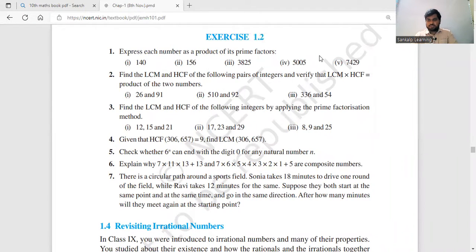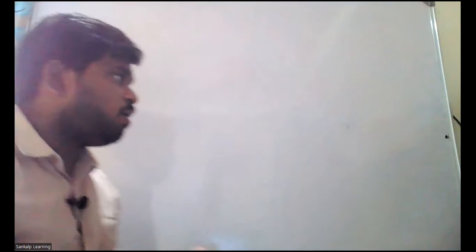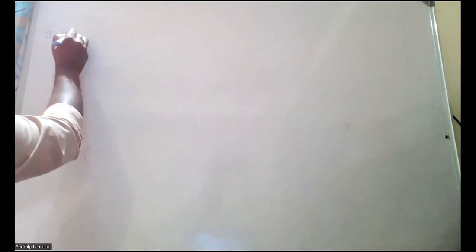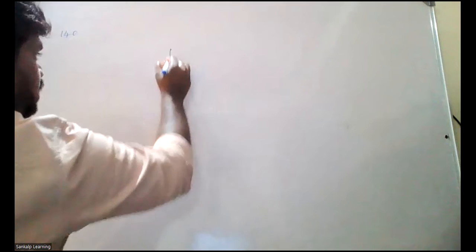the second exercise of the chapter, first question: express each number as the product of its prime factors. Meaning we have to express the given number as a product of primes. The first number is 140. So in the working column, 140.